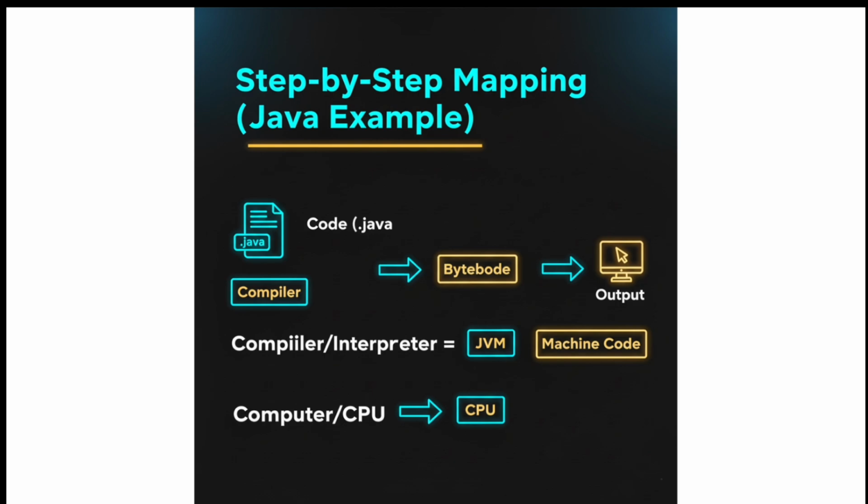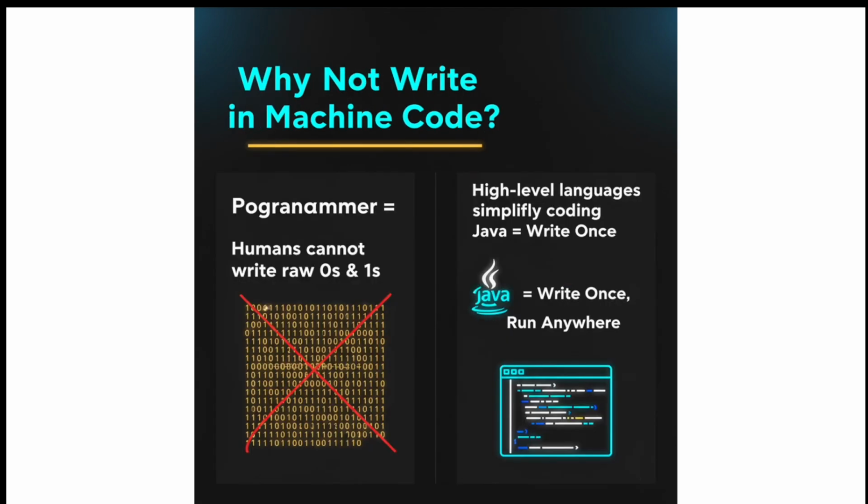Now let's move forward and break down all the words which we used there. Why not write in machine code? You might wonder, if the computer only understands zeros and ones, why don't we just write in binary directly? Well, imagine writing an entire program with thousands of lines all in zeros and ones. Impossible for humans. As we see on the screen, ones and zeros are very complicated to understand, to imagine, and also to execute. That's why we have high-level languages like Java, Python or C. These are much easier for a human to read and write, and the compiler plus JVM act as a translator, making sure the computer can still understand everything.